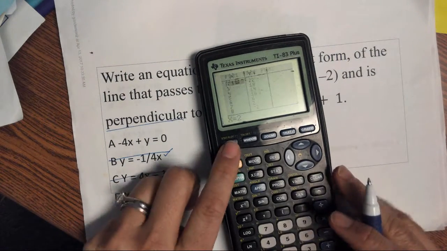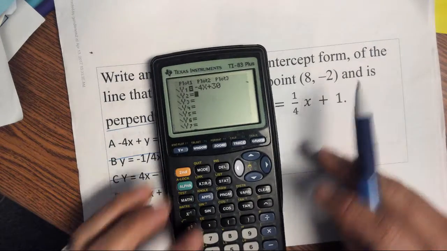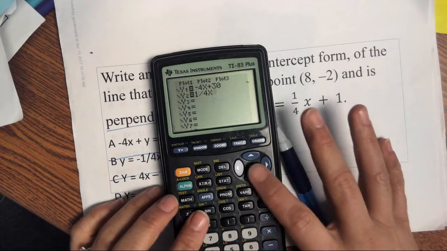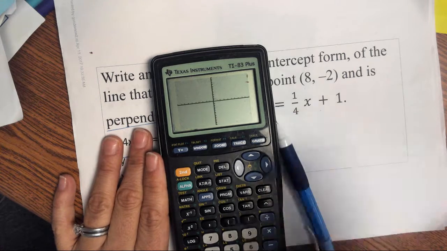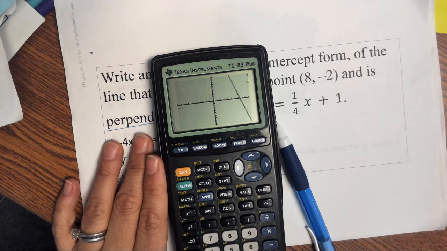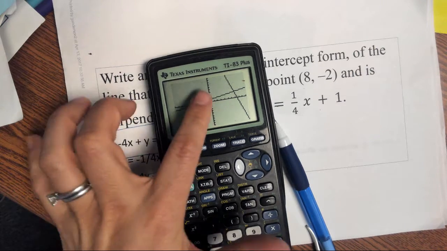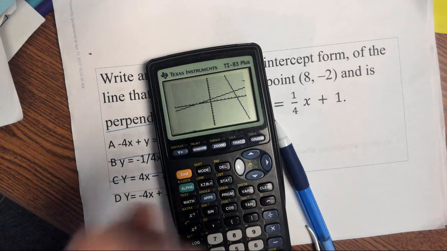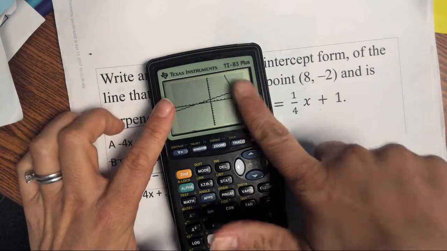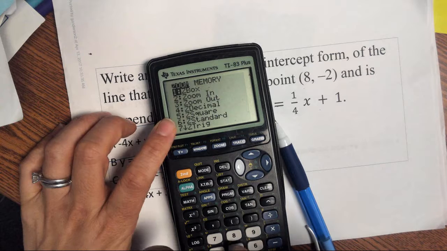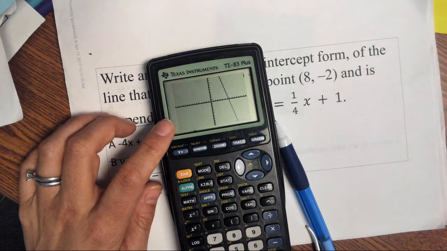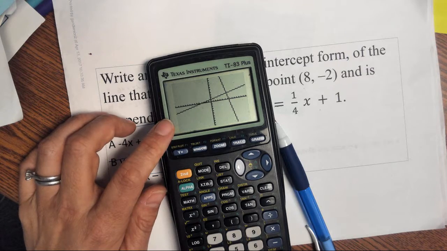Now we have to check to see if it's perpendicular to the original graph. We'll push graph. Okay, it does cross. Remember your graph was a little bit distorted, so it doesn't look like exactly 90 degrees. So you would have to do zoom square to see exactly that, to make it a square. So that's exactly 90 degrees.